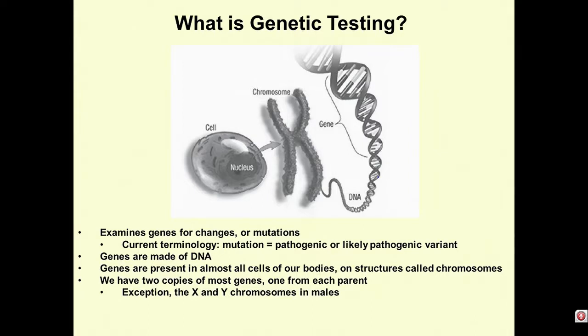We have 2 copies of most genes, one from each of our parents. The exception is in males who have one X chromosome and one Y chromosome. Males have only 1 copy of genes contained on those 2 chromosomes.